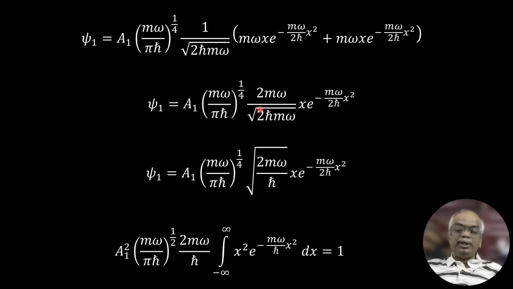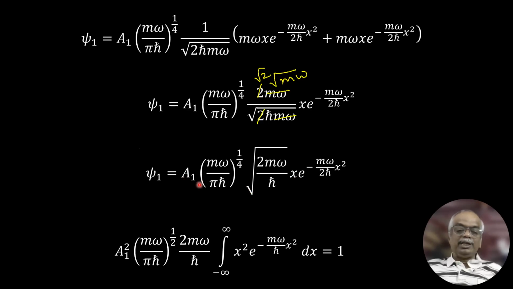So now here you can cancel some of the terms. See, if you cancel this, you will get square root of m omega. Then if you cancel square root of 2 with 2, you will get square root of 2. So in the numerator you will have square root of 2 m omega. In the denominator you have only h cross, and of course we have x and this exponential term.